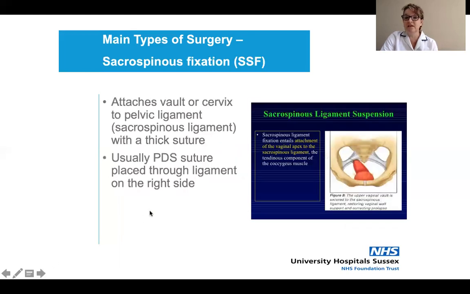Now let's look at sacrospinous fixation. This is an operation that is done to attach either the vault or the cervix to a pelvic ligament called a sacrospinous ligament using a very thick suture called a PDS suture. And it's placed through the ligament, the sacrospinous ligament, generally on the right-hand side. The bowel is on the left, so it's generally on the right-hand side to help to elevate the vault or the cervix. And that PDS suture can take 4 to 6 months to dissolve.